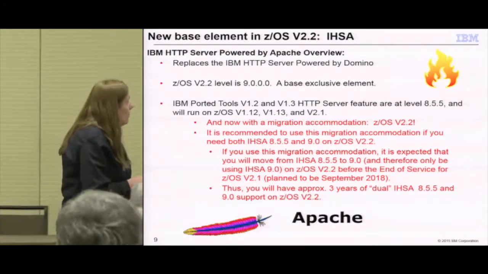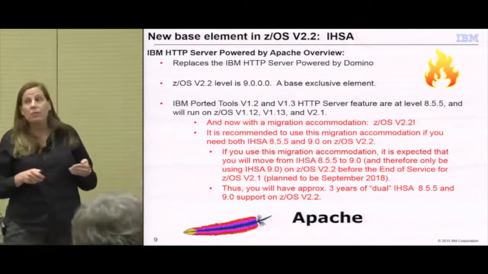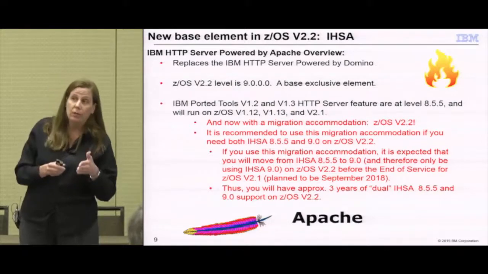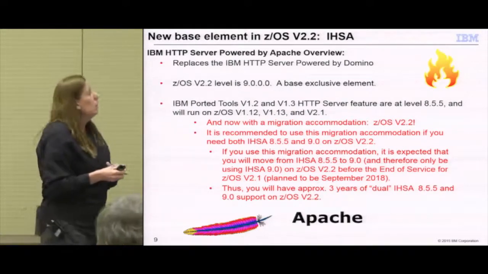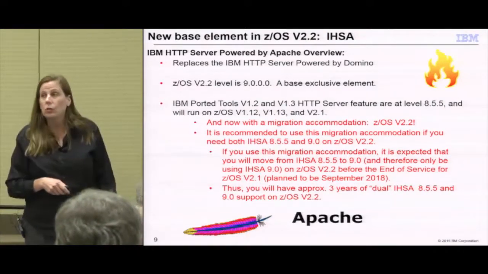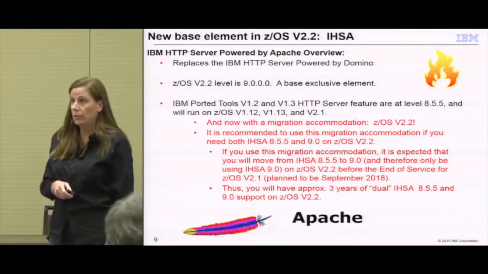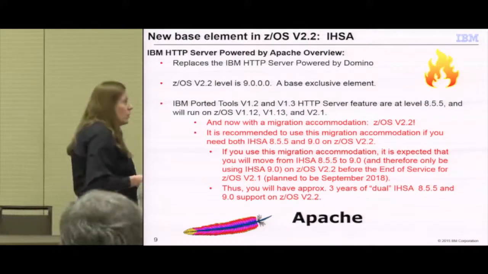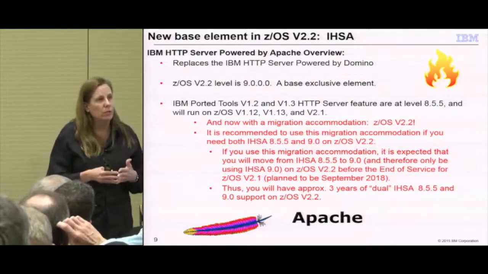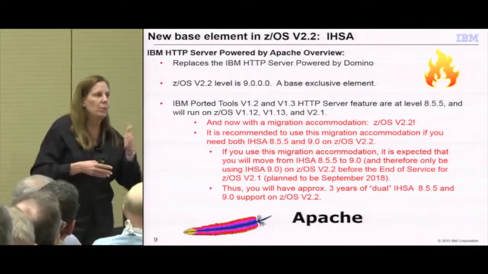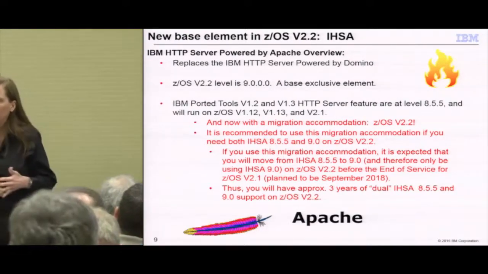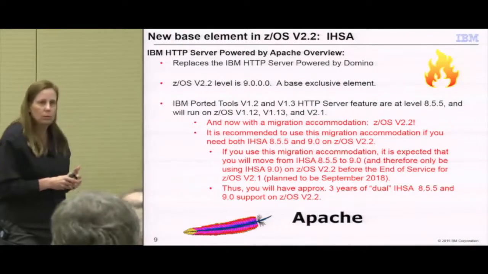So this will be provided to you, and you're allowed to have this migration accommodation while you'll have dual IHSAs, 855 and 9.0 on 2.2, and that will be provided for up to 3 years until z/OS 2.1 goes end of service. Okay, so this is to offer you some comfort and some migration accommodation so that on your migration to 2.2, you don't necessarily have to immediately worry about moving from Apache 855 to 9.0 because you'll have a little bit of time to complete that migration after you've moved to 2.2. Okay, question?